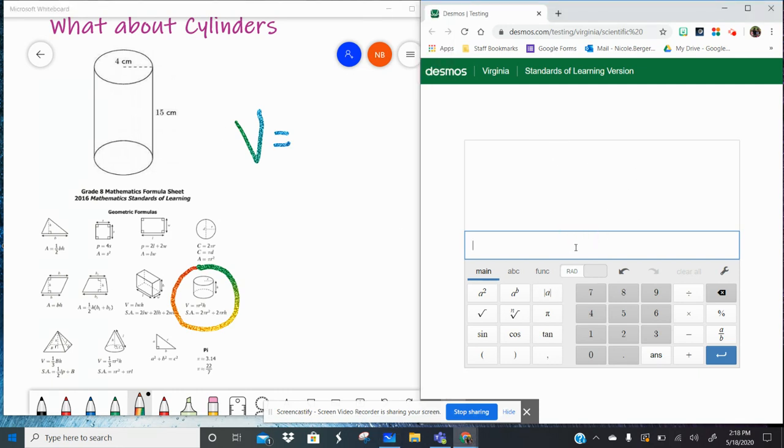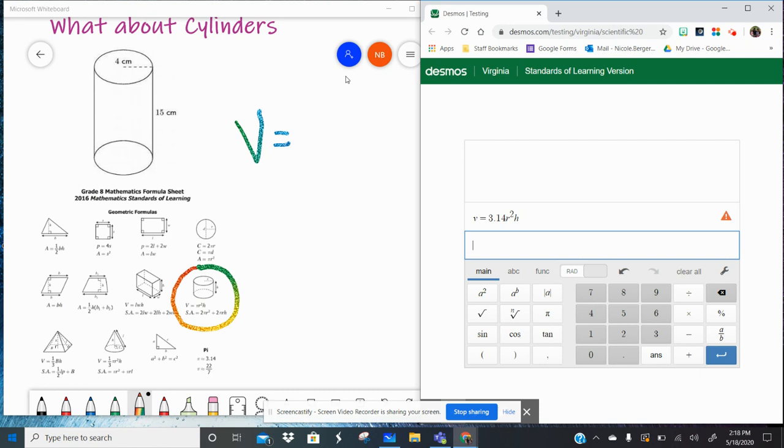Over here, we say volume equals. Remember, for pi, we're using 3.14. So you're not going to use the pi button, but you're literally going to type in 3.14 r squared right here, and then h. Boom.